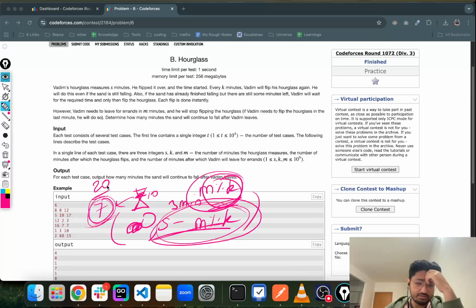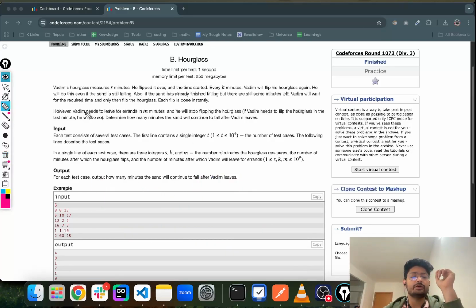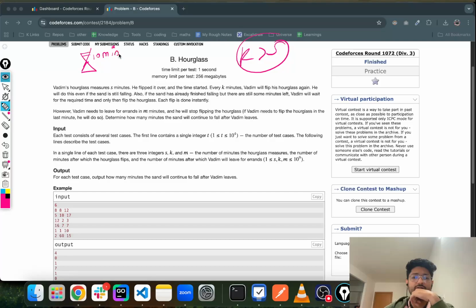Maybe if this number is bigger, it means that all the sand might have gone. This case happens only when k is larger than s. If k is smaller than s, then what happens? If your k is smaller than or equal to s, then your time to measure actually gets smaller. Let's assume you have an hourglass which can measure up to 10 minutes, but you flip it every 2 minutes, k equal to 2. So now if you keep on flipping every 2 minutes, you're actually measuring only 2 minutes.